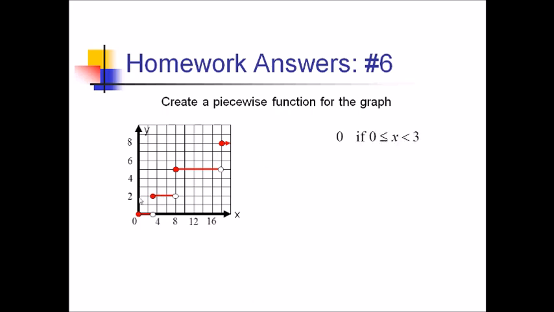Next, we've got the value 2 being returned for, let's see, 3 less than or equal to x, less than 8. Next, we've got 5 for, let's see, this would be 8 less than or equal to x, less than, this is going to be 18. And then we've got, finally, 8. This will be for x greater than or equal to 18.